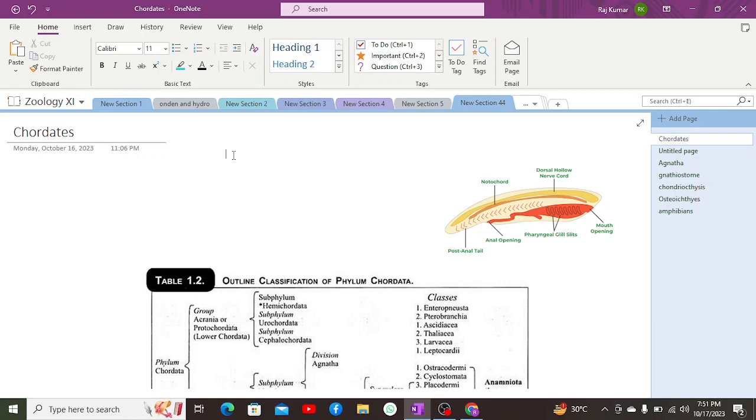This semi-solid flexible hollow rod is used to provide support and stiffen the body of chordates, due to which they are known as chordates. The notochord is present in all chordates, whether vertebrates or invertebrates. In vertebrates, it is modified into the vertebral column.